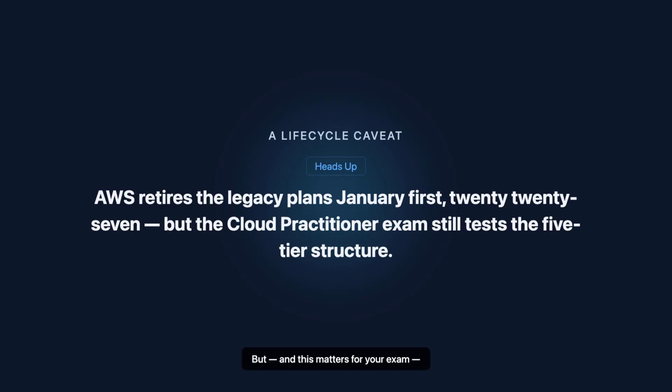But, and this matters for your exam, the Cloud Practitioner exam still tests the legacy 5-tier structure: basic, developer, business, on-ramp, and enterprise. So learn the 5 tiers for the exam, and just be aware the current product is changing. The exam content always lags the product.